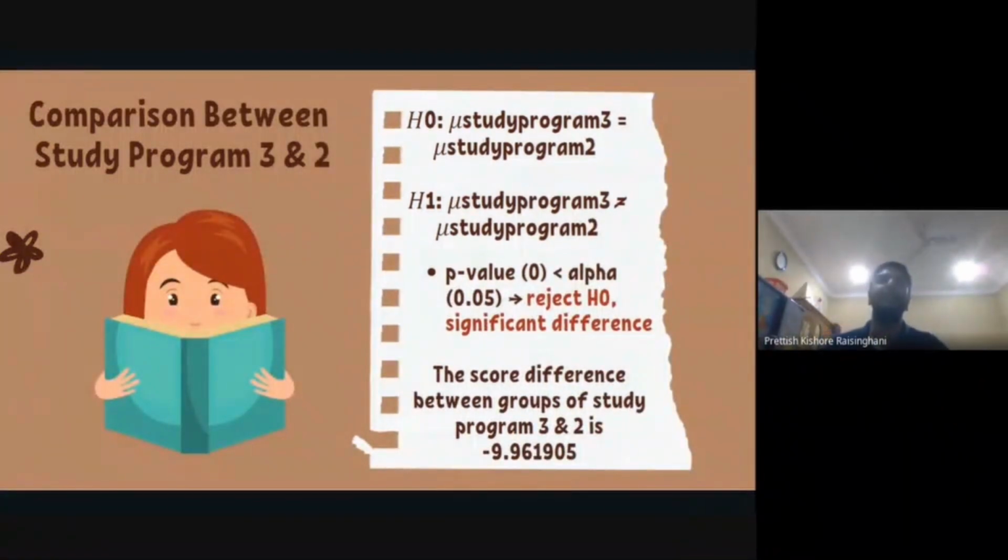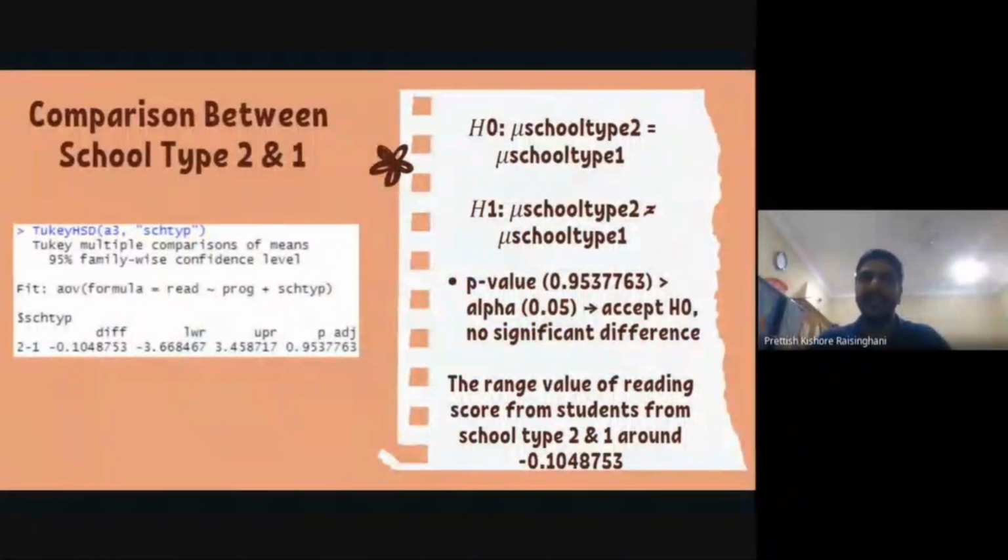In this case, the p-value is less than alpha. This means that there is a significant difference of reading score between study program 3 and study program 2. Finally, in this case, the p-value is bigger than alpha. This means that on average, there is no significant difference of the reading score between school type 2 and school type 1. Thank you. Next, for question number 3.